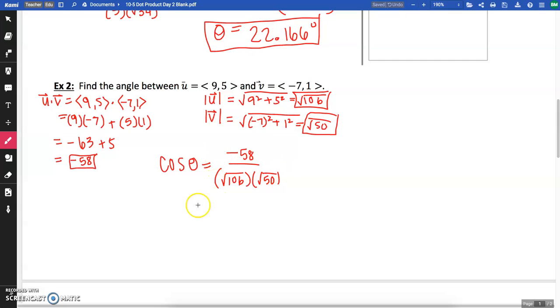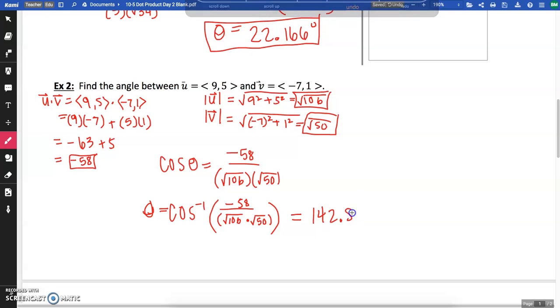So when I type this in my calculator, I'm going to use the inverse cosine. -58 on top, and then double parentheses, √106. And I'm going to type it in with a multiplication sign between the radicals rather than more parentheses, so I don't have a ton of parentheses. So this is theta equals, sorry. So type that in the calculator. And I got 142.815 degrees. Okay, so I'll insert a screenshot here if you're, again, having trouble with the calculator.